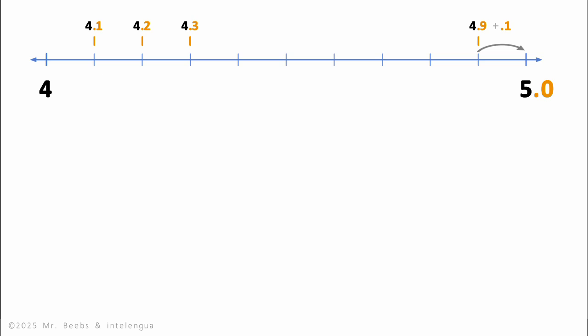5.0. It's also common to say "oh" instead of "zero." 5.0, or you can say 5.0. That's interesting. When you write a whole number as a decimal, it shows that you're thinking and counting in 10 tiny jumps. 5.0 is one tiny jump after 4.9. We could even take another tiny jump from 5.0 and reach 5.1.